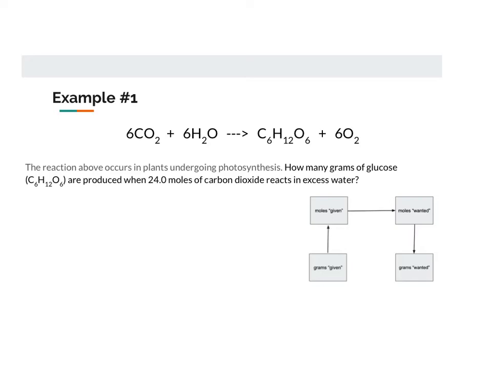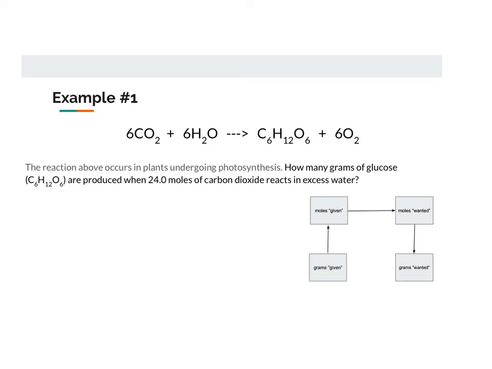Okay, so the first thing I'm going to do, and always do this when you start a stoichiometry problem, is make sure that your chemical equation is balanced. So I'm just going to double check up here. It looks like I have 6 carbons on both sides, 12 hydrogens, and then 18 oxygens on both sides. So we have a balanced chemical reaction, which means we can proceed with our problem.